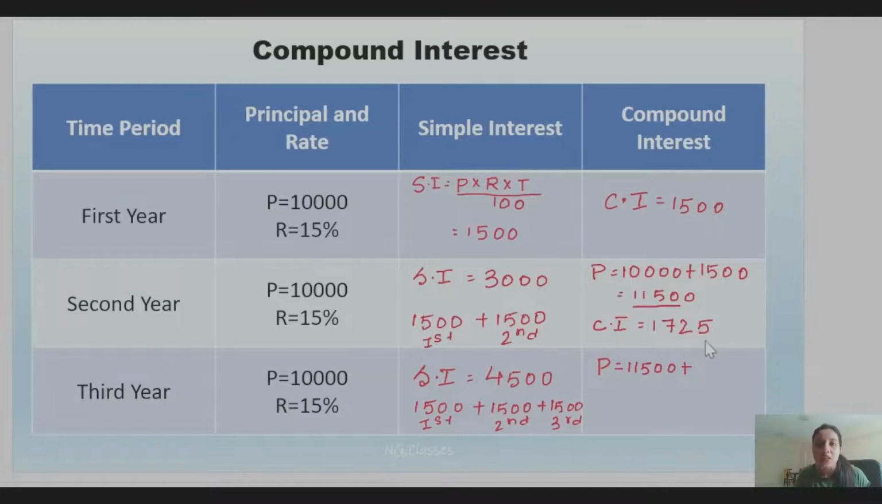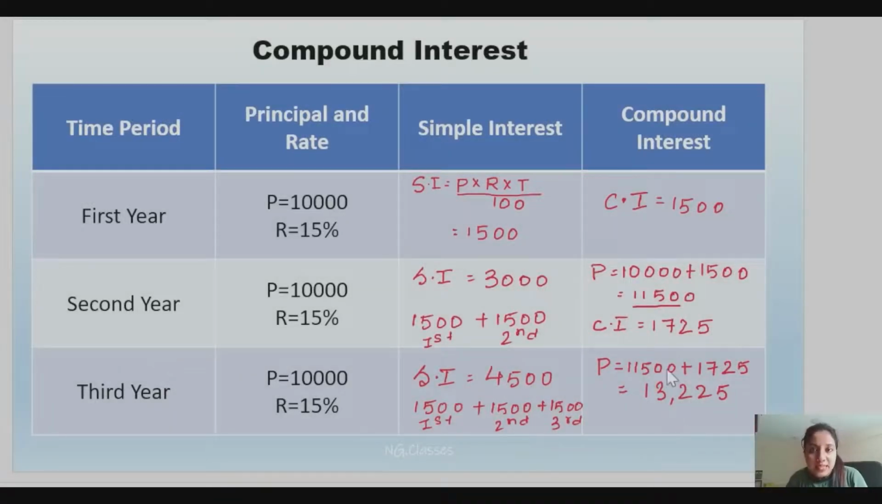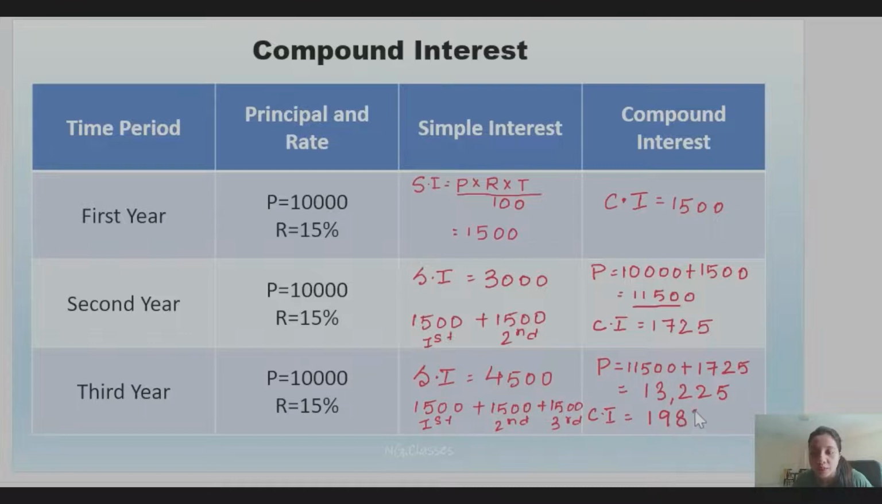Now for the third year, our principal will be the previous principal, that is 11,500, plus interest, that means 1725. When you add it, you will get the principal as 13,225. Now for this case also, we will take the time period as 1 year, and when you apply the same formula, principal into rate into time by 100, at the rate of 15%, compound interest is equal to 1983.75.